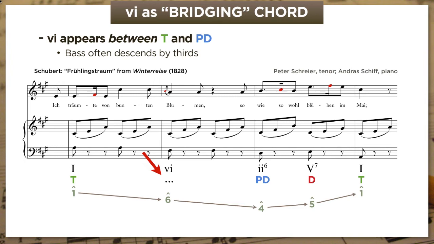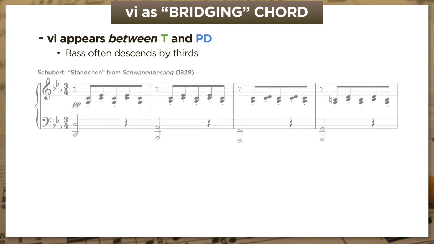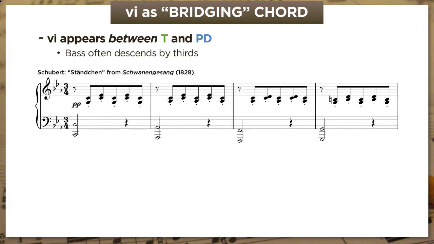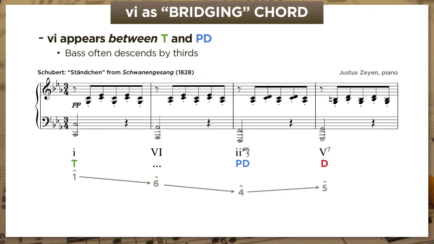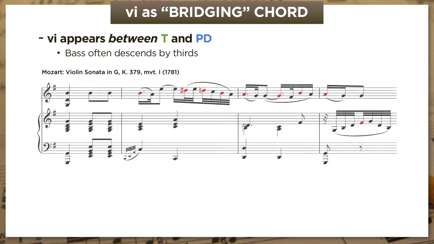Now, since this is a really common progression, let's hear it a few more times in classical pieces. Here it is in the opening vamp of another Schubert song from the same period. Here's our minor mode example. And here it is at the opening of Mozart's G major violin sonata K379.